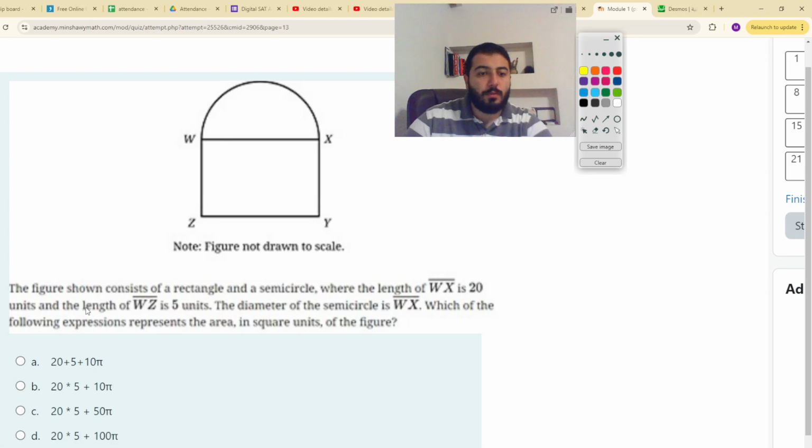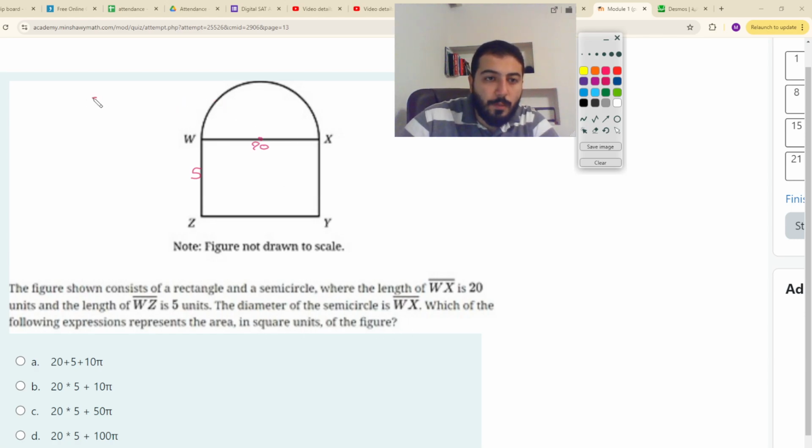The figure above consists of a rectangle and a semicircle, where the length of WX is 20. This is a semicircle, so this is the diameter. So the diameter is 20. Also, it is the side of the rectangle. And the length of WZ is 5. The diameter of the semicircle is WX.